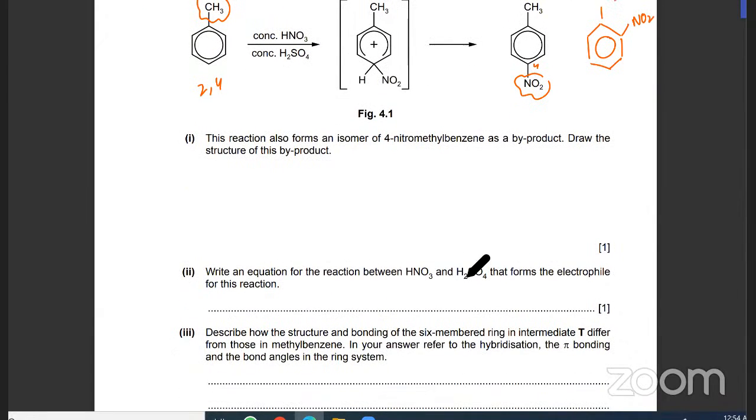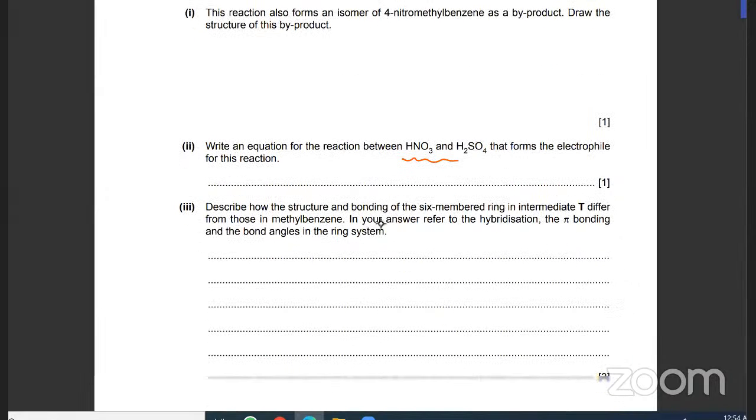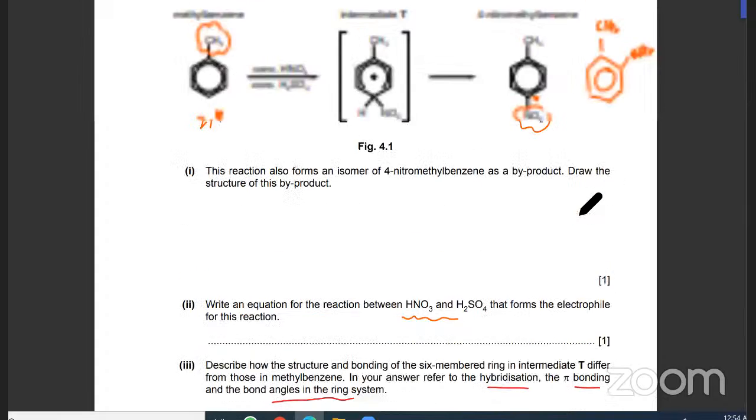Write an equation for the reaction of HNO3 and H2SO4. This is a very important reaction. Next: describe how the structure and bonding of the 6-membered ring in intermediate T differ from those in methylbenzene. In your answer, refer to the hybridization, the pi bonding, and the bond angles in the ring system. He's not talking about benzene here, he's talking about intermediate T, which is this one.